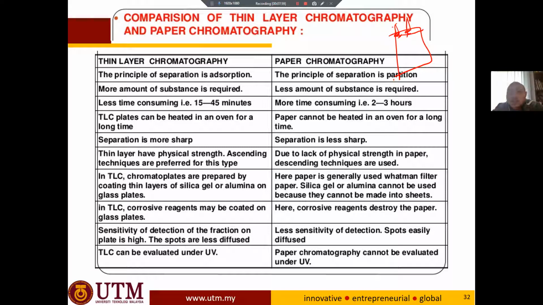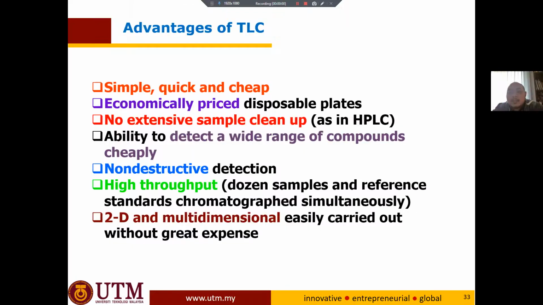Okay, so be careful and please understand very well. Advantages of the TLC are: simple, quick and cheap, economically priced disposable plates, no extensive sample cleanup, ability to detect a wide range of compounds cheaply, non-destructive detection, high throughput, 2D and multi-dimensional, easily carried out without great expense.